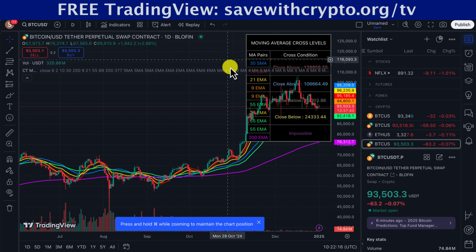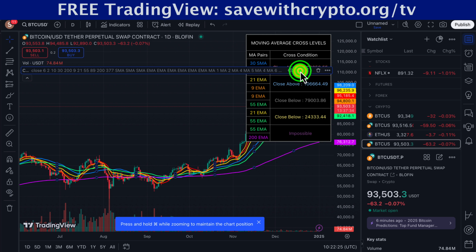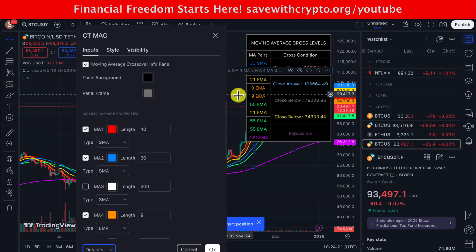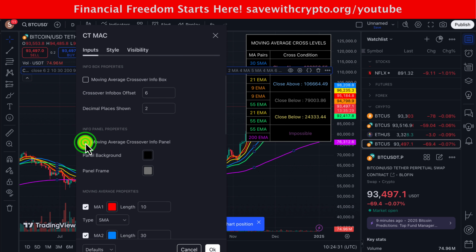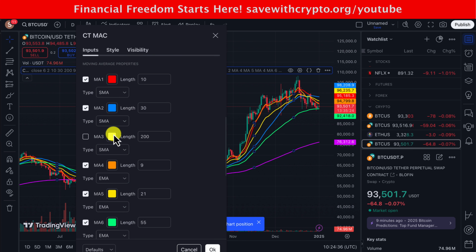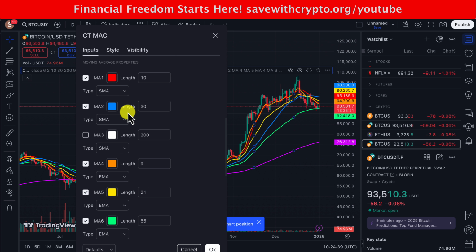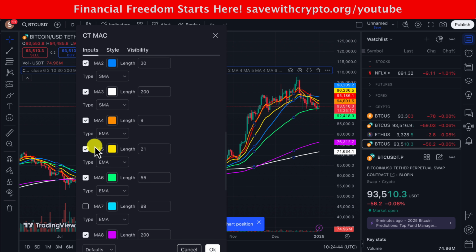So you want to come here to the actual indicator, and then you can see this little gear symbol there. Give that a click for settings. The first thing I want to do is get rid of this panel here. Okay, so that is this one here. So deselect that. Okay, and that disappears. Okay, that's good. Now what I'm going to do here, with these MAs, is select the first 4 and deselect the rest of them.